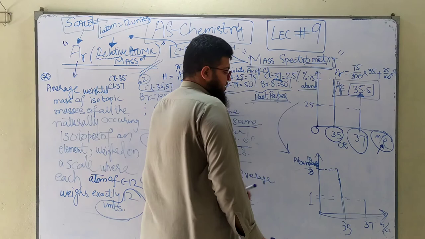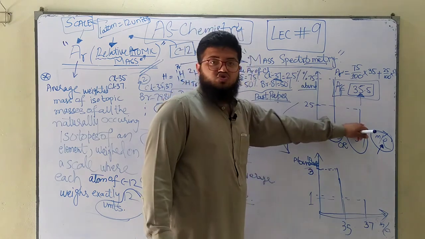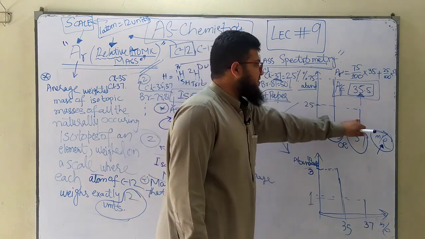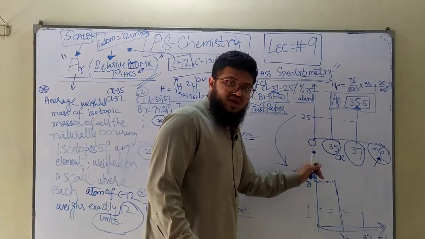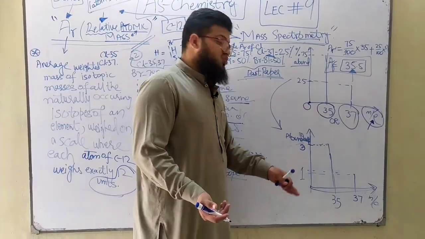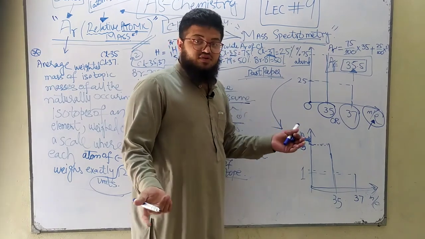If you look at it carefully, this 1:3 is the same ratio as the upper one. This was 25%, this was 75%. 25:75 is actually 1:3, right? The 1:3 is given to you. So you can use this as well to calculate the relative atomic mass.